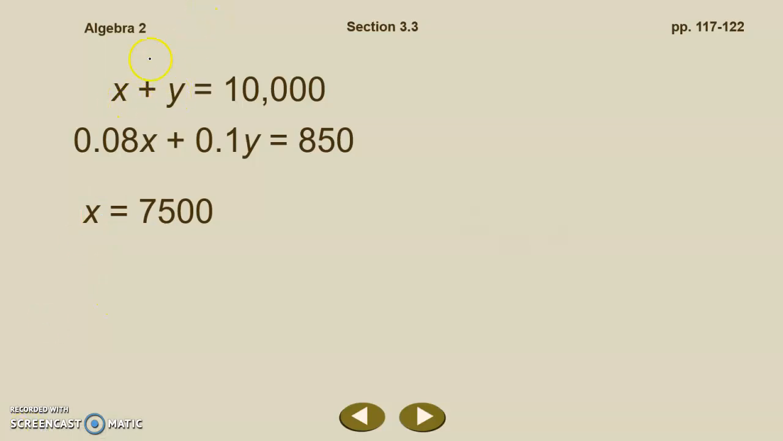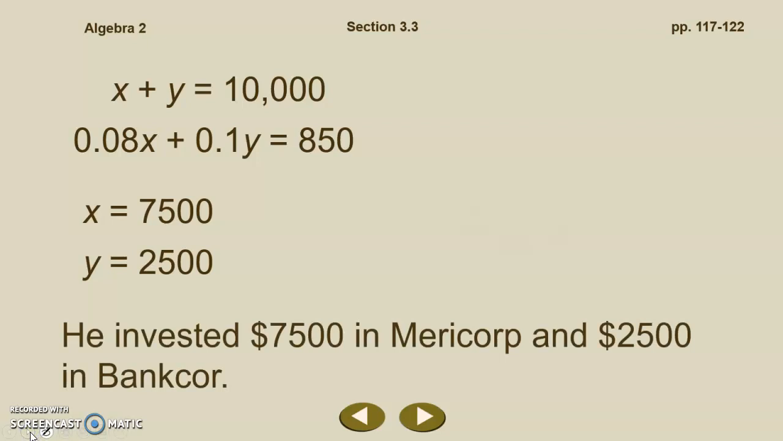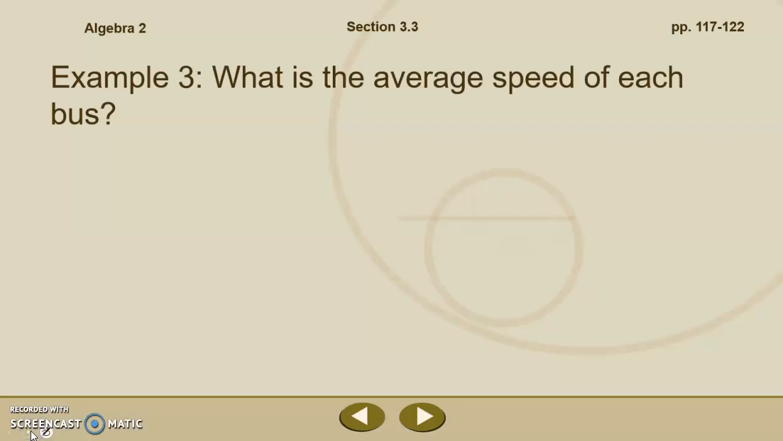You could have also done this via substitution, taking x equals 10,000 minus y. But by elimination, we find that x is equal to 7,500. When we plug that back in, we find that y is equal to 2,500. That tells us he invested $7,500 in AmeriCorps and $2,500 in BankCorps. If you need to see the steps worked out, you can see them on page 118. I'm not going to write all those steps here, but elimination is the method that was used to determine that x equals 7,500.